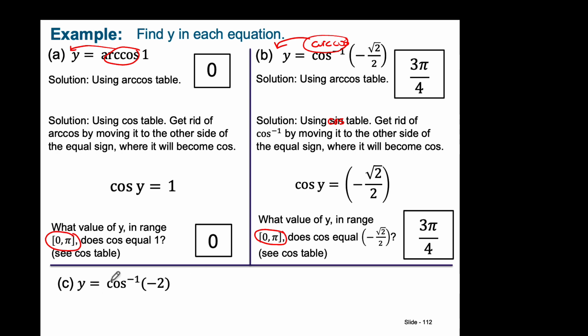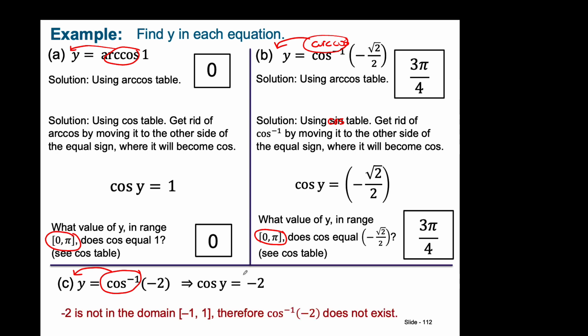One more down here, similar to y equals inverse sine of -2: we're talking about y equals inverse cosine of -2. If we move this inverse cosine using its inverse operation, we have cosine of y equals -2, which we know is not in the range of cosine. The range of cosine is -1 to +1, and therefore inverse cosine of -2 does not exist. Nothing wrong with that, that's very informational. We just write DNE for y equals inverse cosine of -2 does not exist.